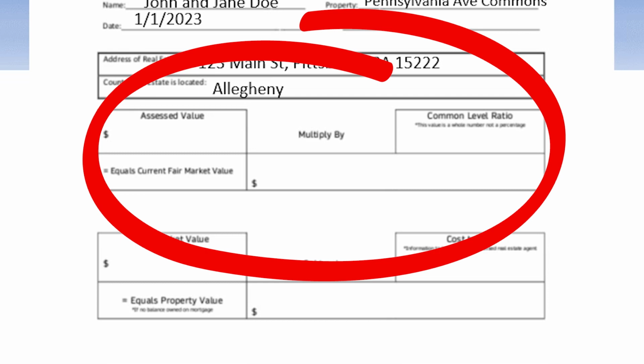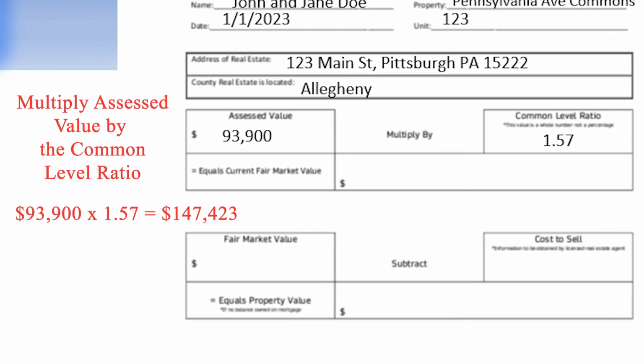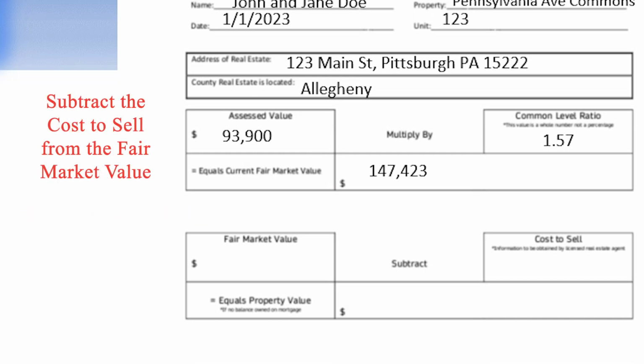The information in the first set of boxes is required for obtaining fair market value using the county total assessed value and the common level ratio. In the assessed value box here, we are going to place the value we located earlier, $93,900. Next, in the common level ratio box, place the 1.57 value that we obtained from the Department of Revenue website. Then multiply the assessed value by the common level ratio for a fair market value of $147,423.